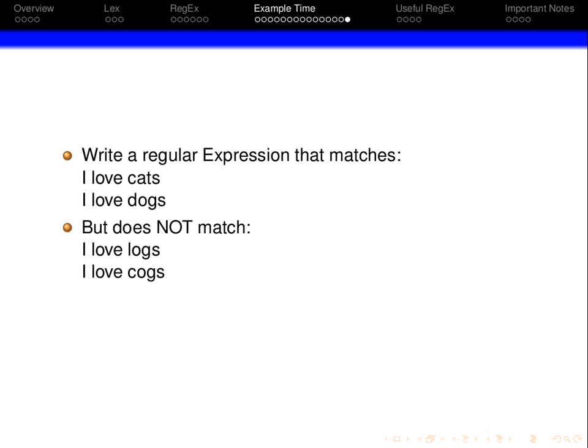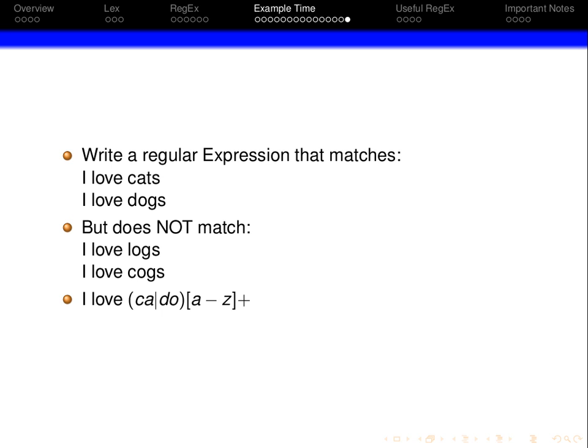I love, and then cats or dogs, I guess group cats or dogs. Do we need to use parentheses too? Yeah, this is why parentheses are now necessary, because you need to know that it's this whole thing or that whole thing to tell Lex what exactly you're looking for. If you didn't have those there, it would be C followed by A or D followed by O. But with the parentheses, it's now saying this whole thing or that whole thing. All right, I do love content models.